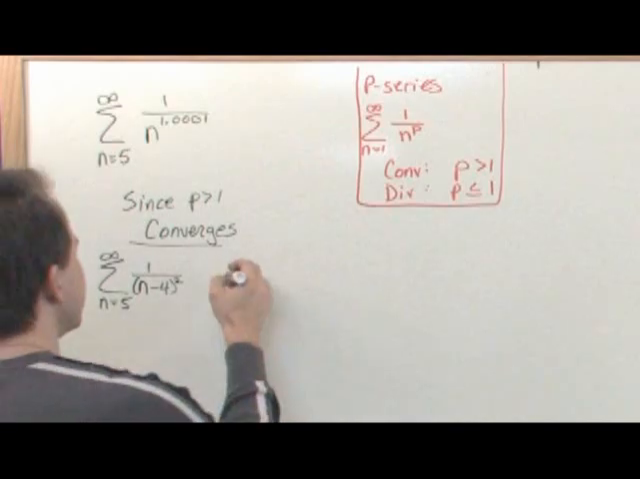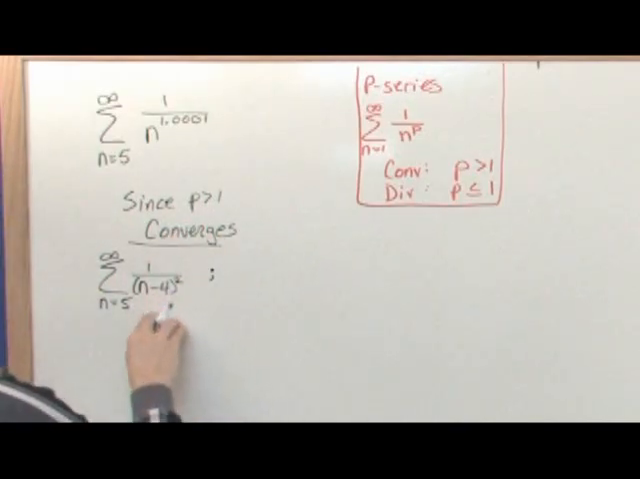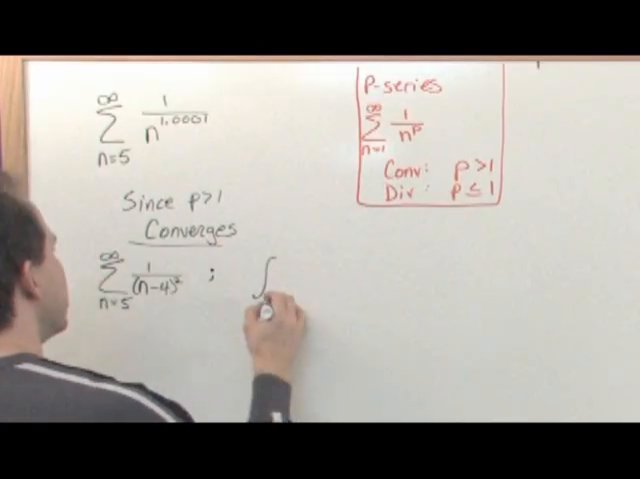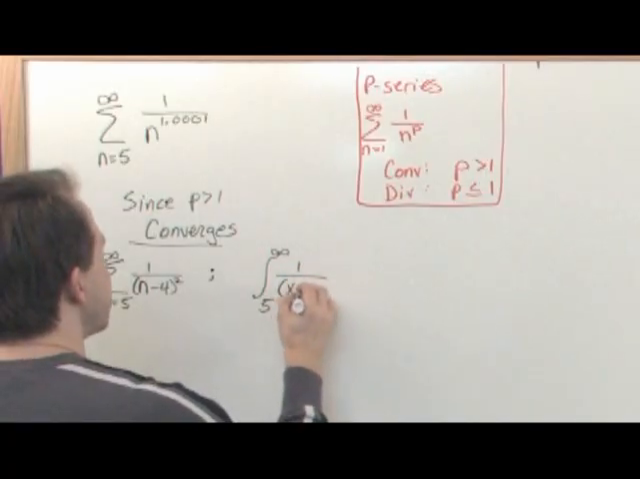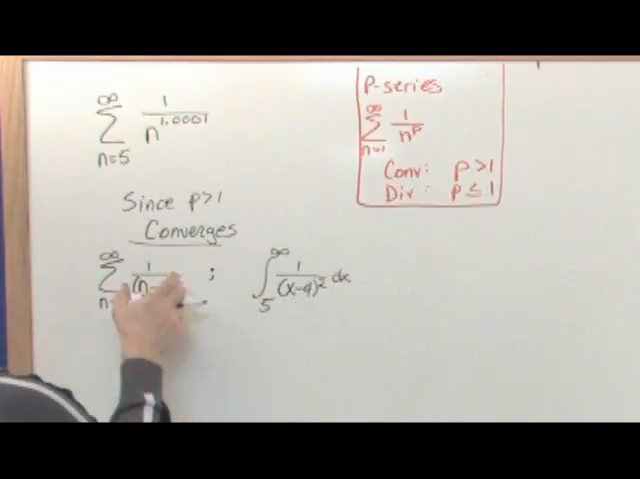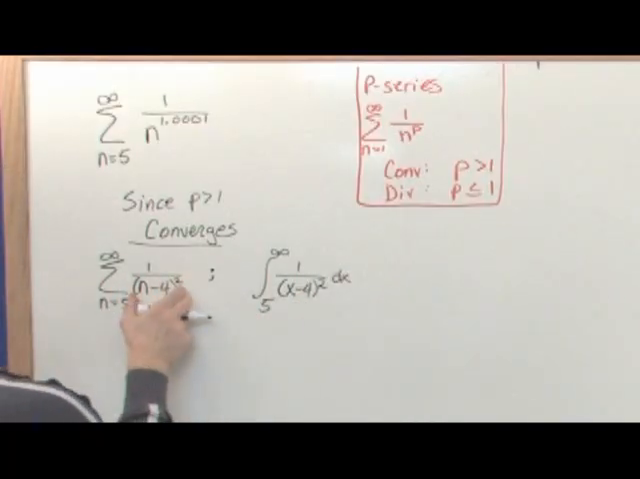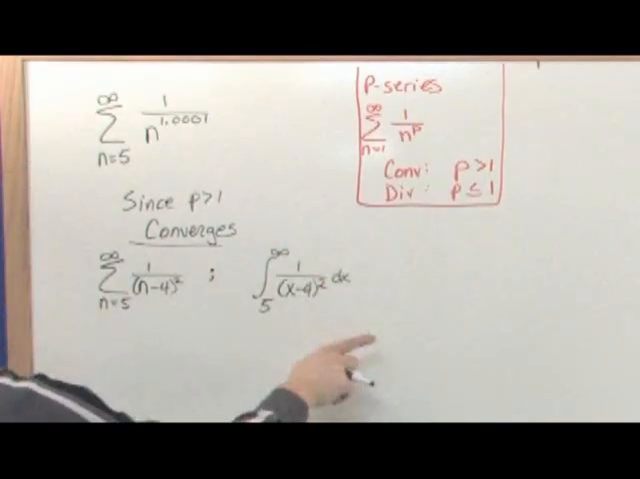So what we're going to do to find out if this thing converges is we're going to pretend that this is an actual integral, right? And we're going to say, okay, well, what is the integral from 5 to infinity of 1 over (x minus 4) squared dx? That would be the equivalent integral. The theorem says, pretend the elements form a function, so we just replace n with x, and integrate this sucker there.